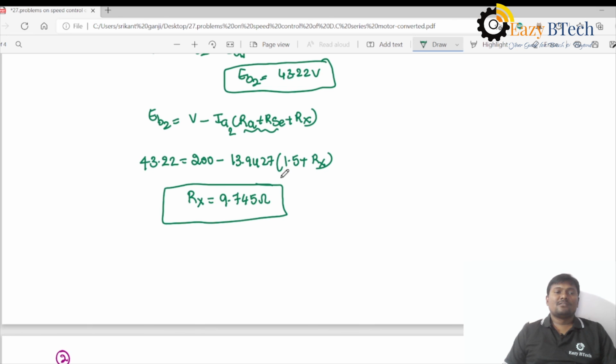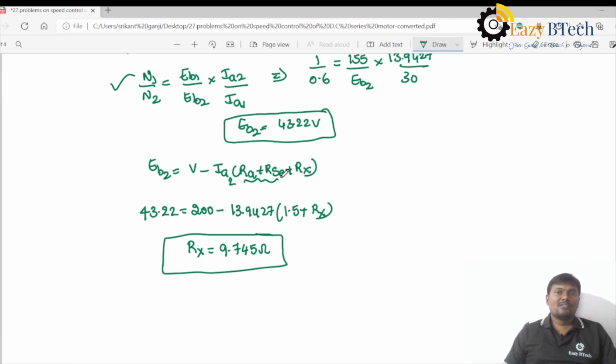So find out the Rx by using this method.